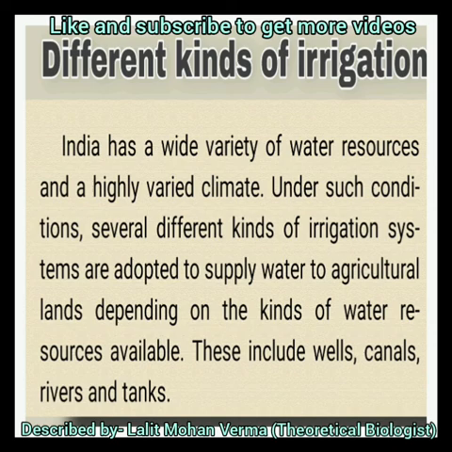Depending upon the kind of water resources available, several irrigation systems are adopted in India to supply water to the agricultural lands. These are wells, canal system, river lift system, and tanks. So these are the different kinds of irrigation systems in India.